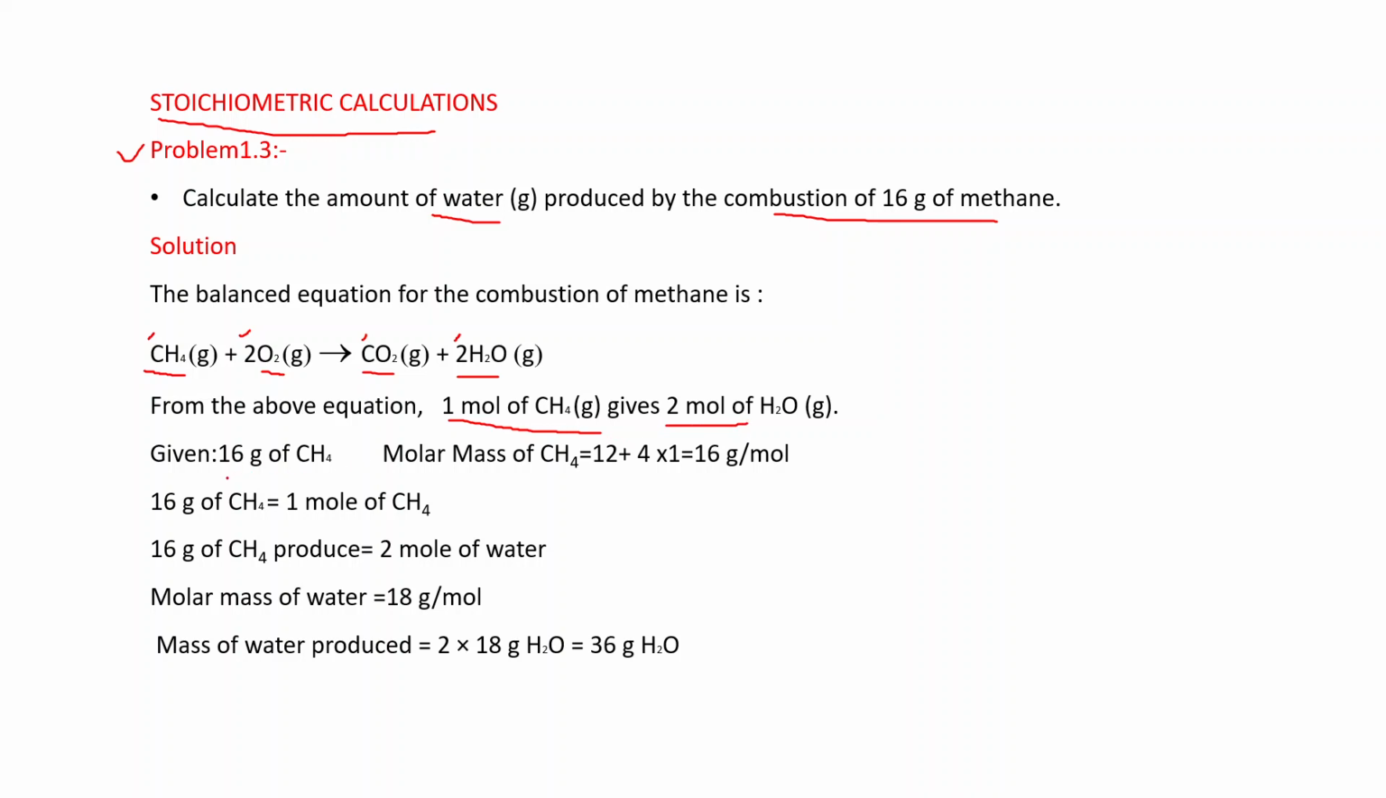Now in the question, 16 gram of methane is given. And as we know, molar mass of methane is 16 gram per mole. That's why we can say 16 gram of methane is equal to 1 mole. And 1 mole of methane produces 2 mole of water. So hence we can say 16 gram of methane produces 2 mole of water. Okay. And this 2 mole of water can be converted to mass if we know the molar mass of water is 18 gram per mole. When this number of moles is multiplied by molar mass, we will get the mass of water produced, that is 36 gram of water.